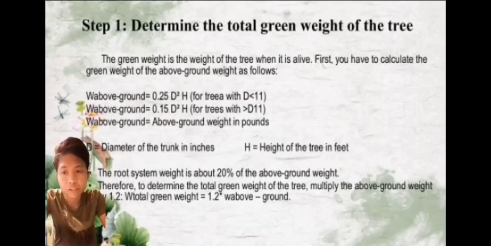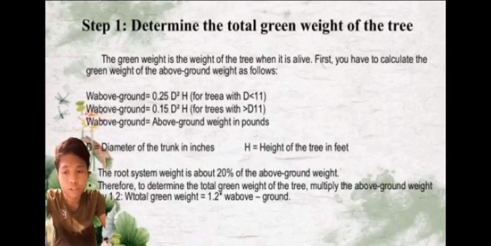First, determine the total green weight of the tree. The green weight is the weight of the tree when it is alive. First, you have to calculate the green weight of the above ground weight as follows. Above ground: 0.25 times diameter squared times height, and 0.15 times diameter squared times height.